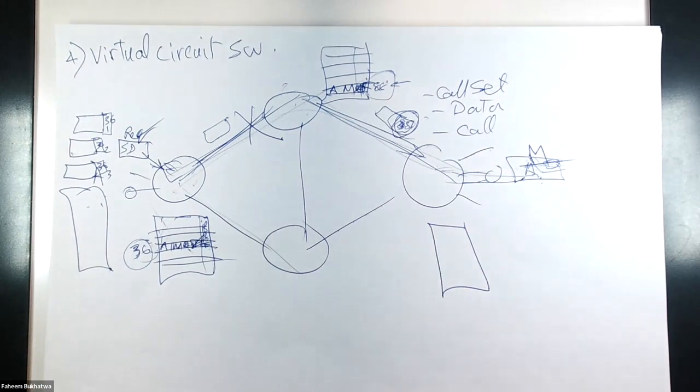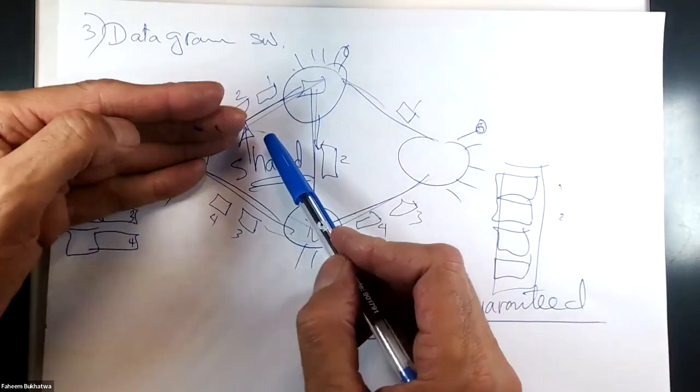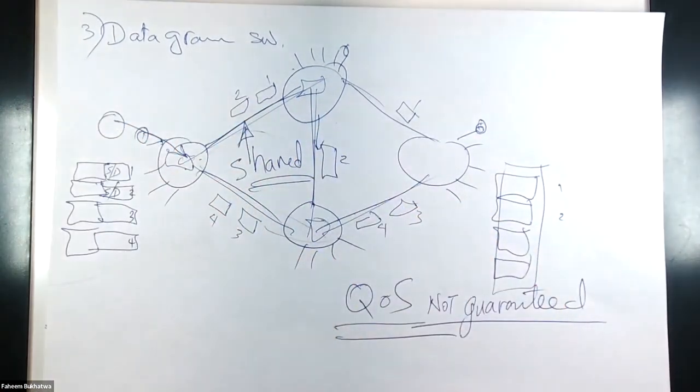With the datagram, it's more flexible. If this link breaks, there's no problem. This one will automatically send the rest of your packets on another route. So the datagram has more flexibility, but quality of service is poor. So these are the different switching techniques.